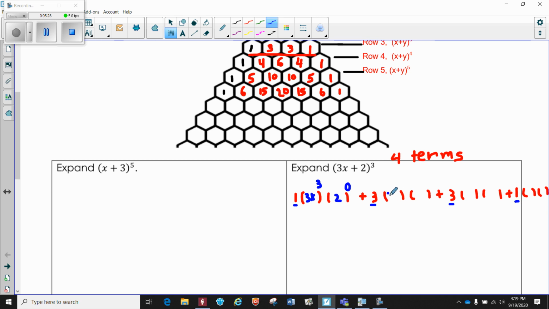So all of these are the same, 3x and 2. So this is going to be 3x and it's going to be 2 here. 3x and 2. 3x and 2.